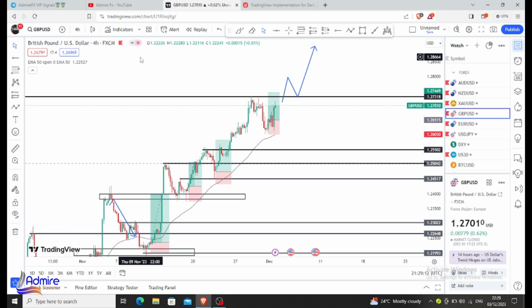So that's it for GBPUSD. We are looking out for price to break out of the 1.27318 area and retest the 1.27138 area, and a bullish continuation to the upside.